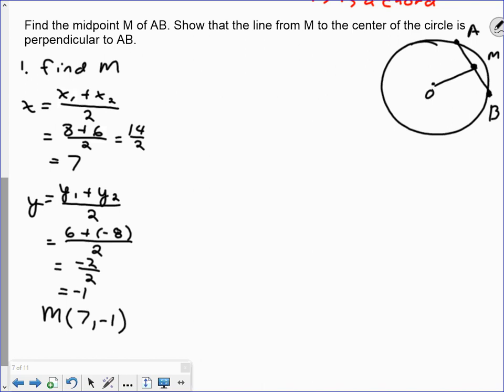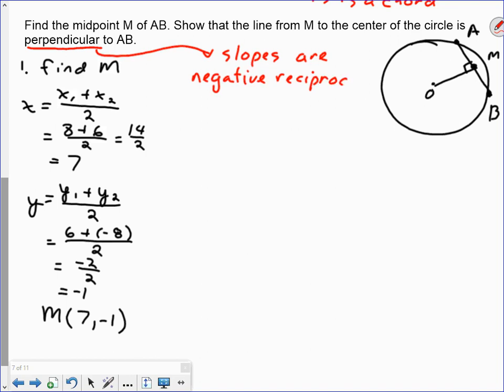The line that we want to work with now is the line from the center of the circle, we'll call that point O, to M, right? And we want to show that these 2 things are perpendicular. So to show that 2 things are perpendicular, we need to show that their slopes are negative reciprocals. So we need to find the slope of each line. So let's first find the slope of line AB.